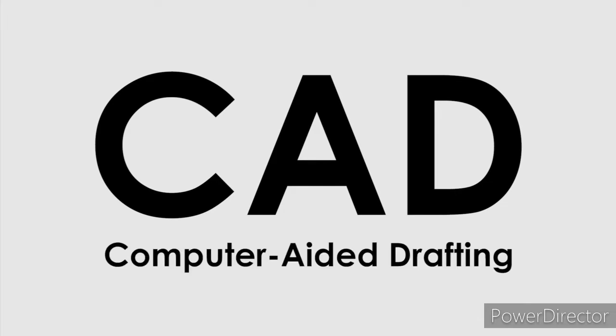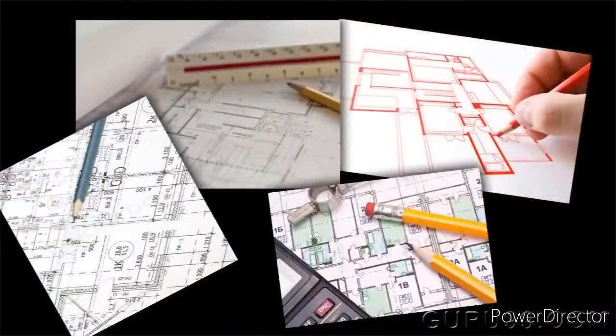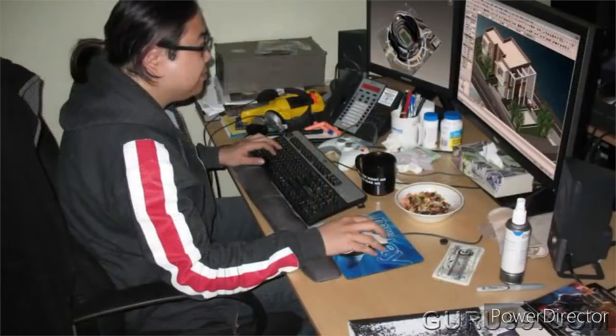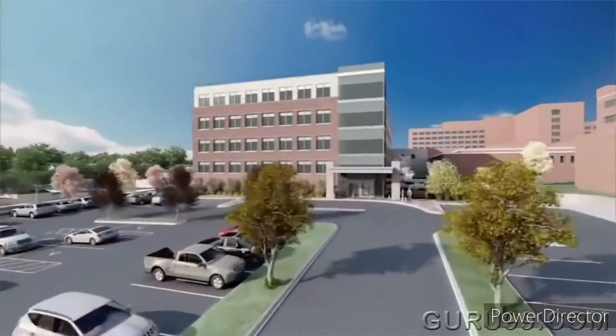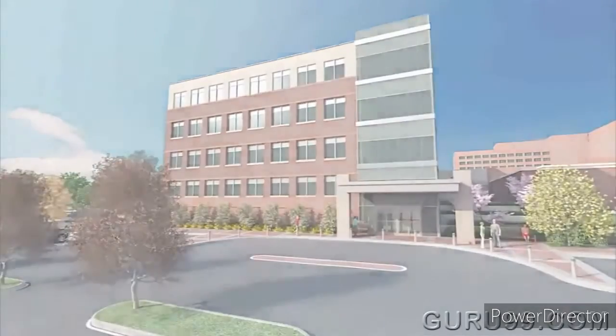CAD was originally the three-letter acronym for computer-aided drafting. In the early stage of the industry, it was essentially a replacement for the traditional drafting board. As time passed by, it was interchanged with computer-aided design to reflect the fact that modern CAD software does much more than just drafting. It provides a wide range of computer-based tools that assist engineers, architects, and other design professionals in their design activity.